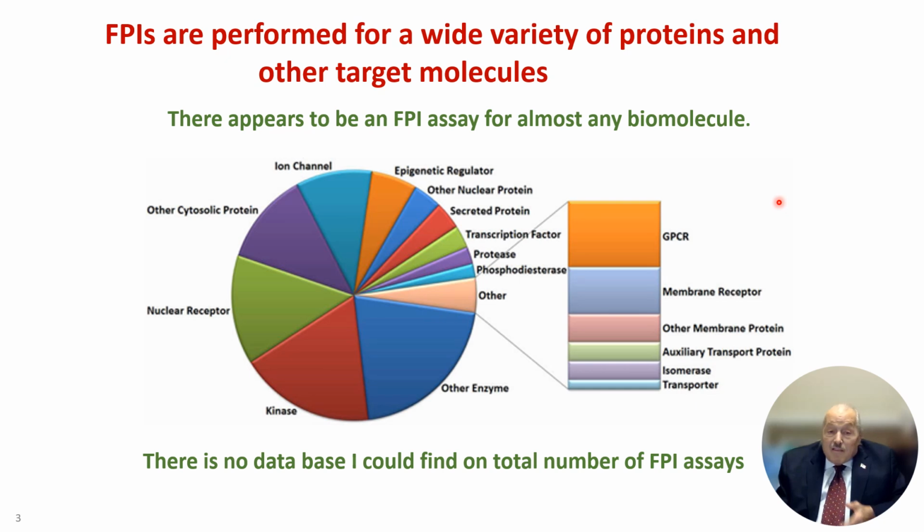So, FPIs are performed for almost any type of biomolecule. If you're going around the list here, you have nuclear receptors, kinases, enzymes, ion channels, secreted proteins, and then they break them down. So it's such a powerful and generically useful method that FPI has been made for almost everything.